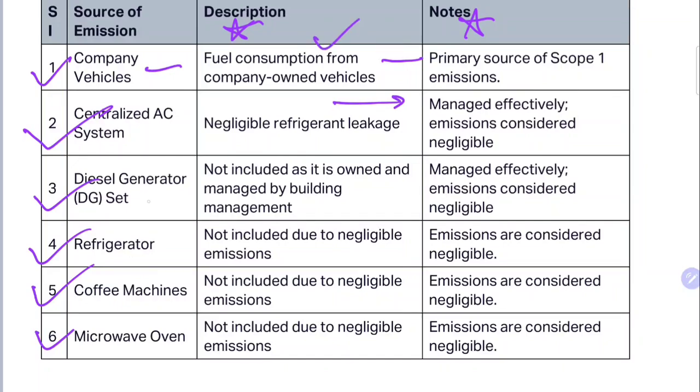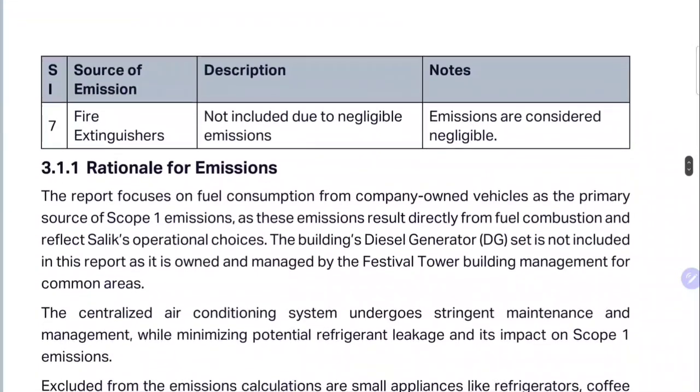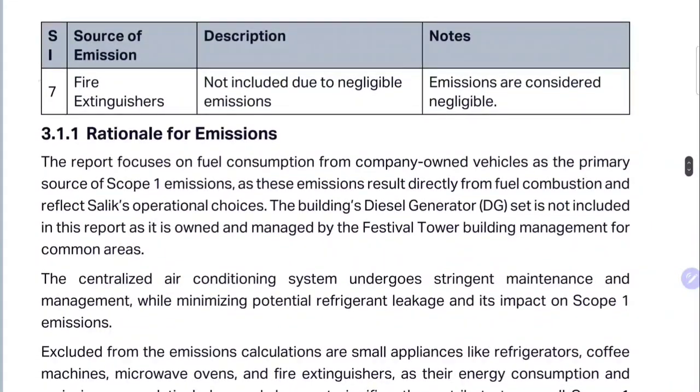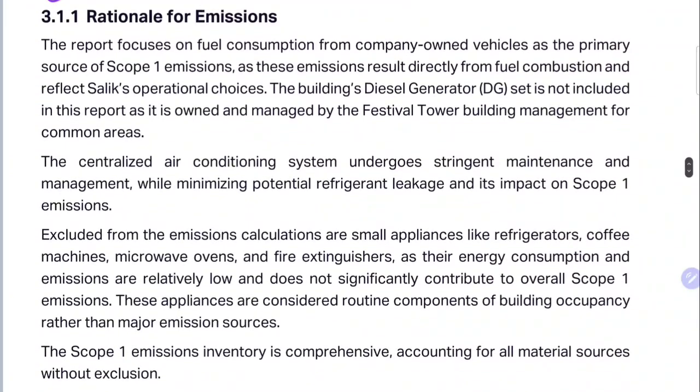You see certain examples like diesel gensets, which are not included as they are owned and managed by the building facility management. Emissions are managed effectively and considered negligible. Going forward, fire extinguishers are also covered here. Now, what is the rationale for the emissions? Let us see that.